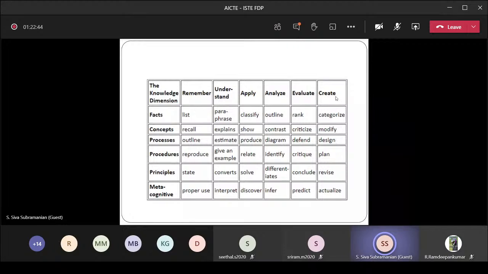So understand this slide. I will make sure that the organizers share this presentation with you, so that we don't spend much time on this slide, right?